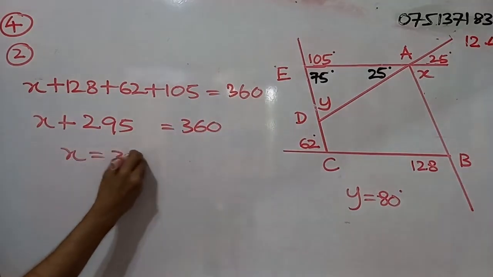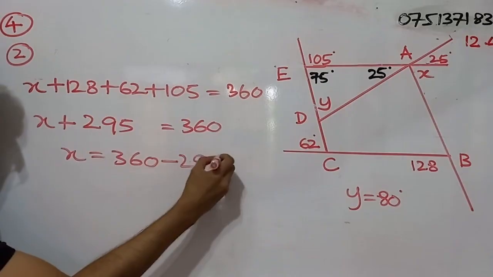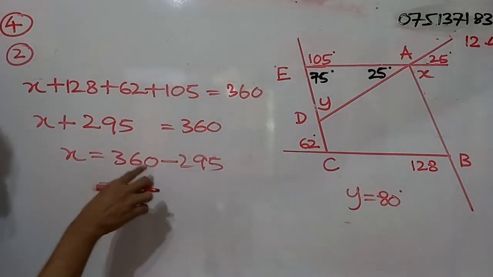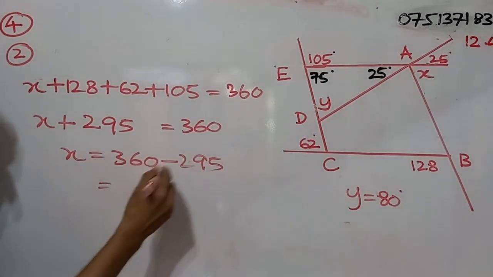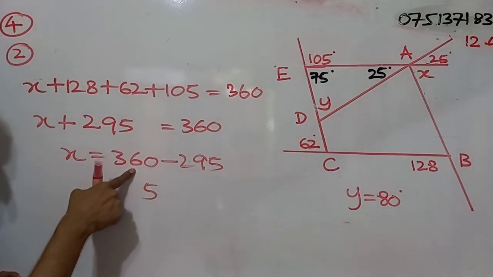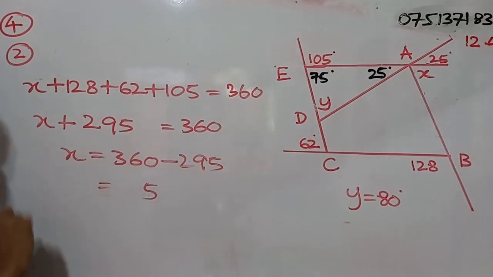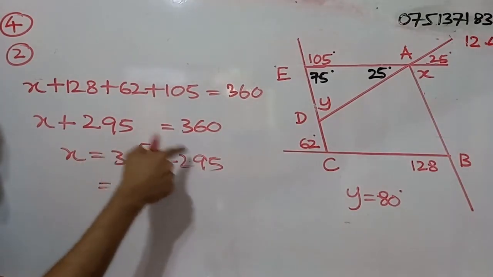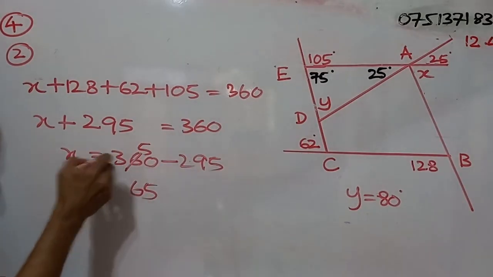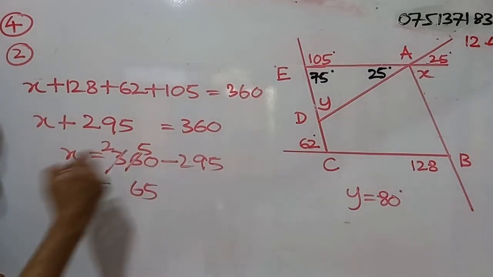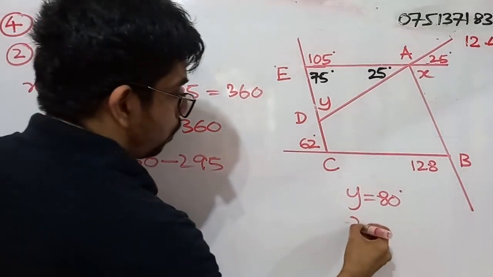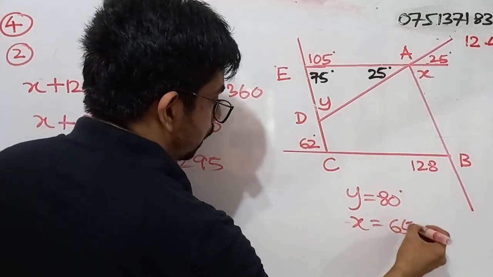X is equal to what? 360 minus 295. So 0 minus 5 we can't do. 10 minus 5 we know that's a 5. Here the remaining digit is 5. 5 minus 9 we can't do. Right? 15 minus 9 we know that's a 6. Here the remaining digit is what? 2. 2 minus 2, that's a 0. So the value of X is what? 65 degrees.